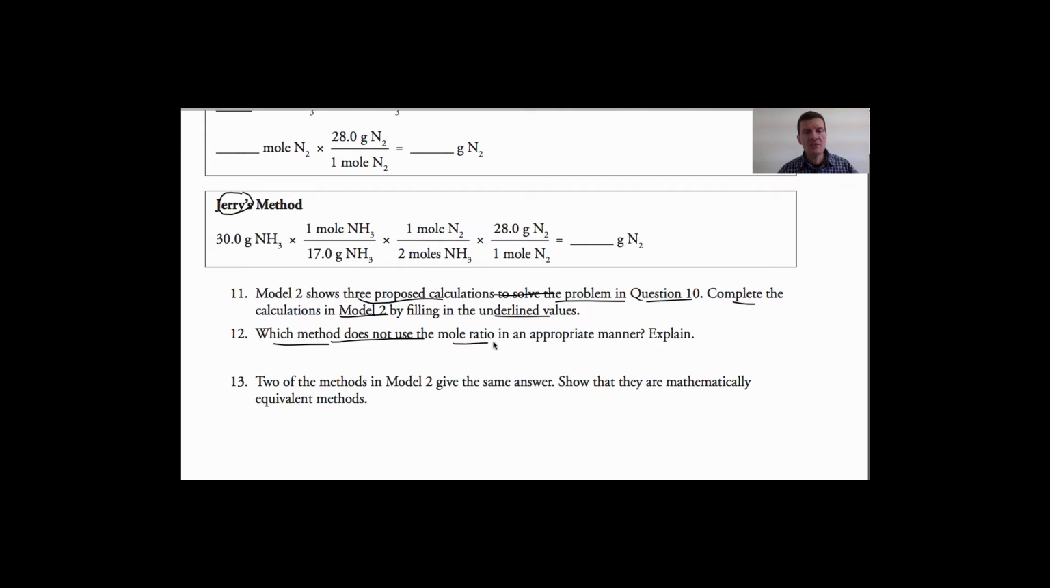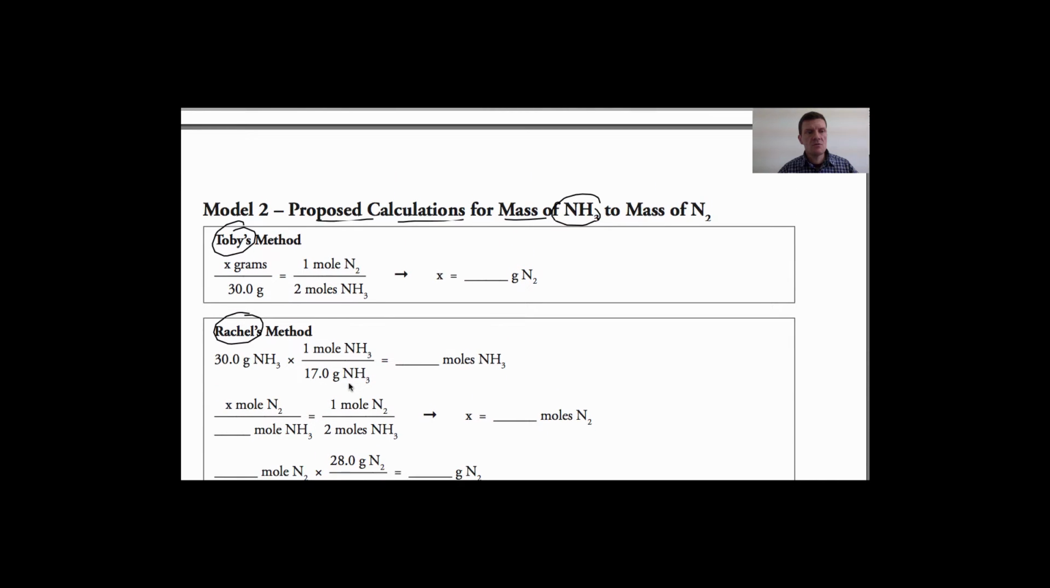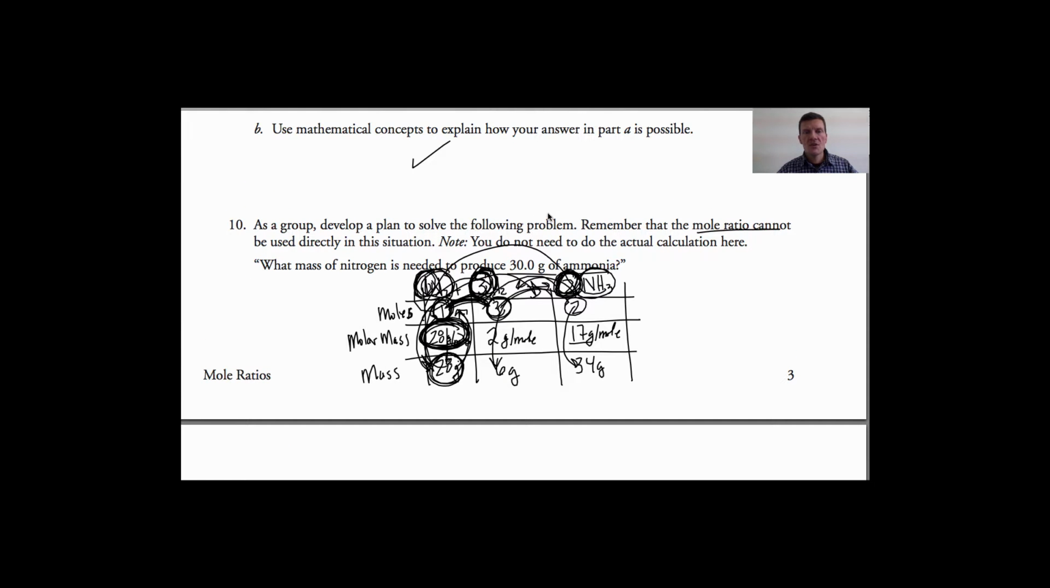Which method does not use the mole ratio in an appropriate manner? Two of the methods give the same answer. Show that they are mathematically equivalent methods. All right, so the question here is, what mass of nitrogen is needed to produce 30 grams of ammonia?